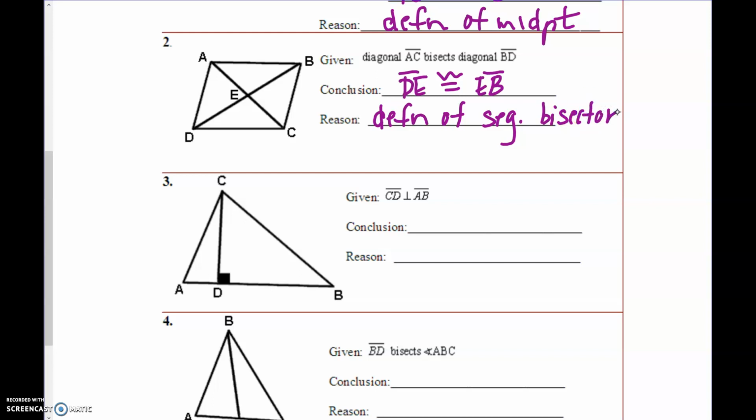All right, in the next one, perpendicular lines. Perpendicular lines always mean that you have right angles. So anytime you have perpendicular lines, it means you have right angles. If you have right angles, then we can say they are congruent. So this is saying we have some perpendicular lines, so that means that we can now say that angle ADC and angle CDB are right angles. Okay, and this is the definition of perpendicular lines.